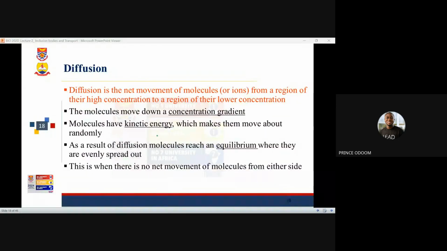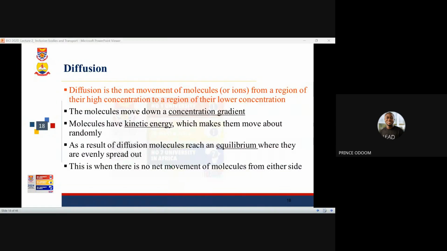So equilibrium is when the molecules on A are equal to the molecules on B. This is when there's no net movement of molecules from either side. If you have two sides, and the concentration here is 5 moles and the concentration here is 5 moles, the concentrations are the same, and so there will be no movement.